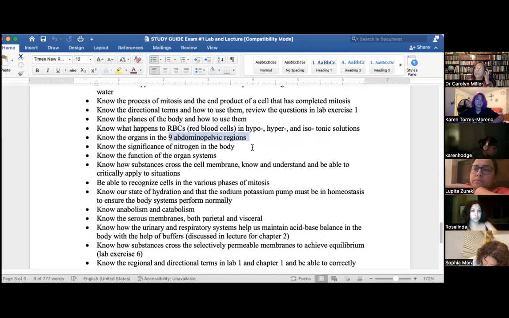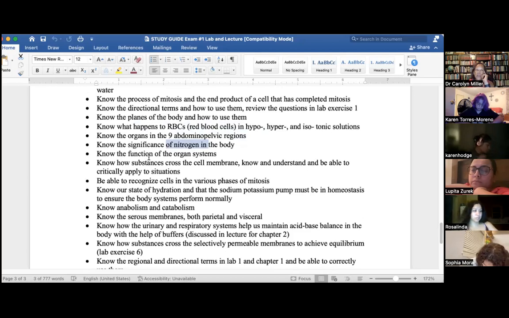Know the organs in the 9 abdominopelvic regions. We'll go through lab 1, which is where we pointed out just those common things we see. Significance of nitrogen in the body. Nitrogen is one of the 4 macro elements found: carbon, oxygen, hydrogen, and nitrogen. The nitrogen is found in proteins and nucleic acids.